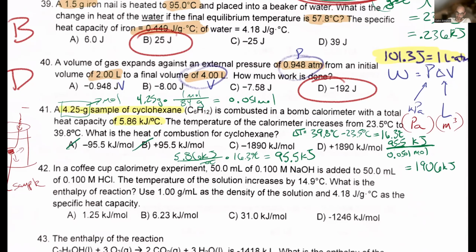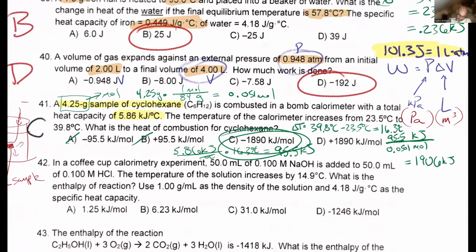So now the question ultimately is, is this a positive or a negative? And because the water heated up, the energy is going from the system, being the cyclohexane, to the surroundings. So we are going to call that one C. So we've got C for the answer here.